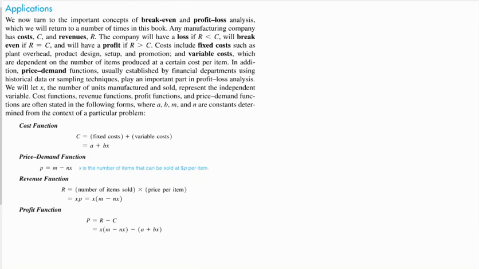So an application we can look at now is called break-even analysis or profit-loss analysis. And this will return the number of times.